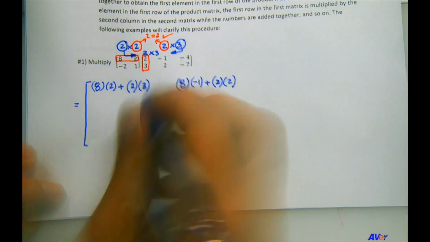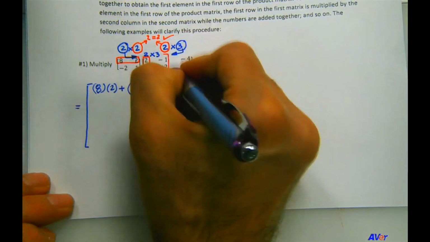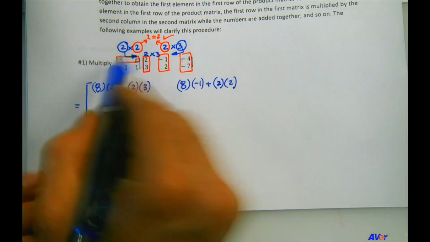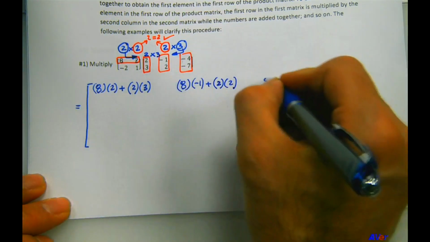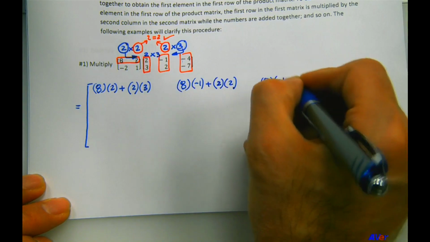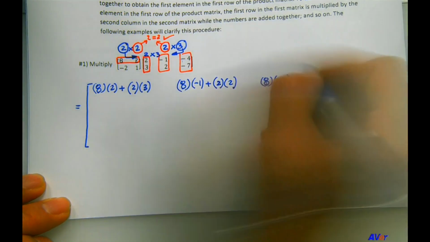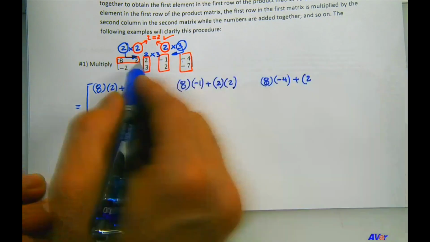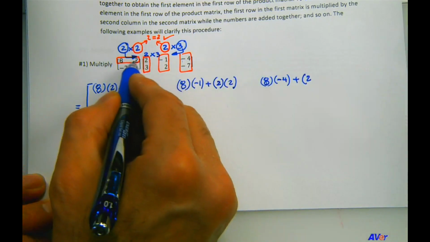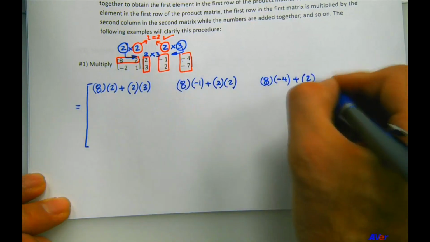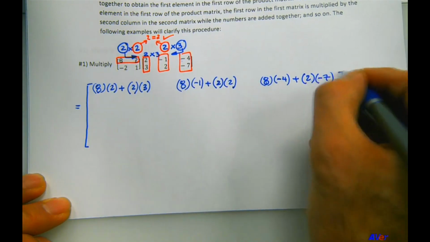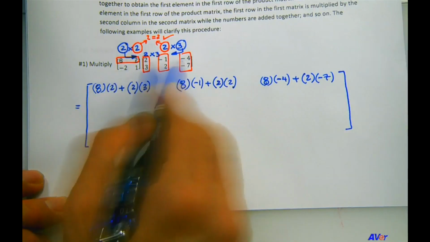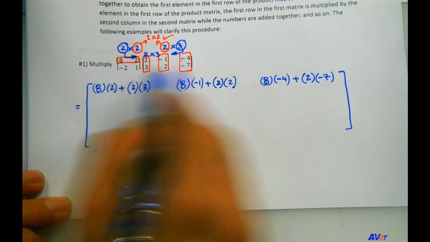Okay, so we're done with that column. Let's move to the third column. 8 times negative 4 plus 2 times negative 7. That's a 2 under my red ink there. That's a 2. 2 times negative 7. Okay. Then we run out of columns, right? 1, 2, 3. We're done.